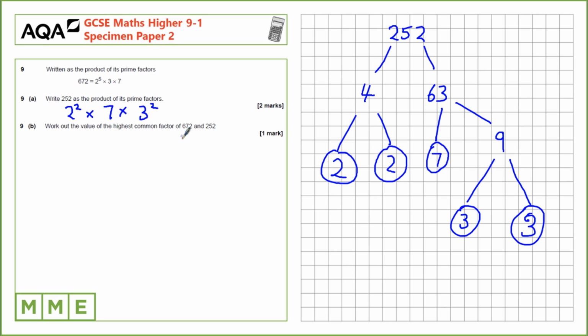9b, work out the value of the highest common factor of 672 and 252. We're given the prime factorization of 672 here, so we just need to look at what's common in both of these. We've got 2 to the power 5 and 2 to the power 2. The highest power of 2 there is 2 squared. We've got 7 and 7. The highest power of 7 there is 7 to the power 1. And we've got 3 and 3 squared. The highest power there of 3 is just 3. So we've got 4 times 7 times 3, which is 84, the highest common factor of 672 and 252.